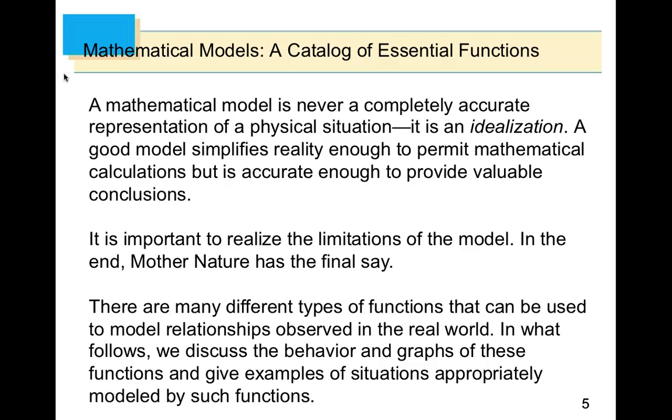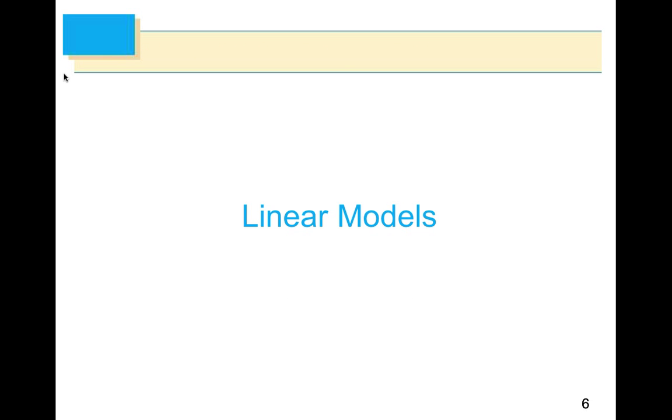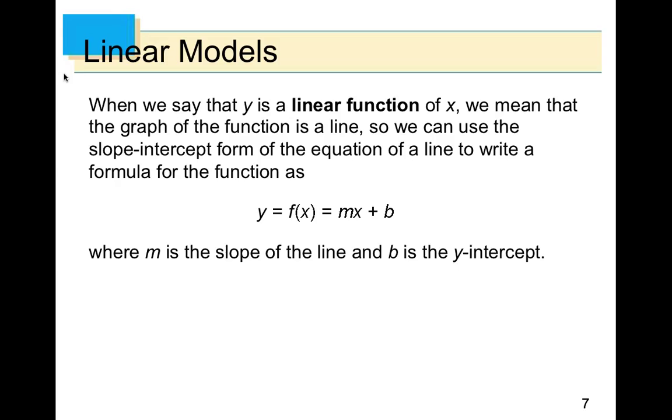There are many different types of functions that can be used to model relationships observed in the real world. In this video, we're going to discuss the behavior of the graphs of these functions and give examples of specific situations that can actually be modeled by these functions. So let's start really simple. Linear models. When we say that y is a linear function of x, we mean that the graph of the function is a line, a straight line.